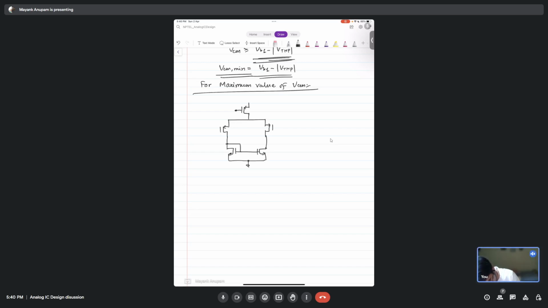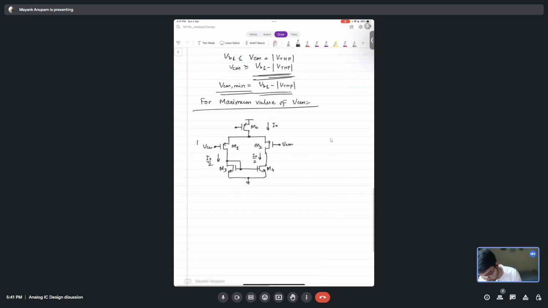Let's see what happens. This is M3. This is M4. This is M1. This is M2. This is VCM. This is also VCM. This is M0. And as earlier, this is I naught by 2. This is also I naught by 2. Cool. So tell me now, what happens if VCM starts to go up?